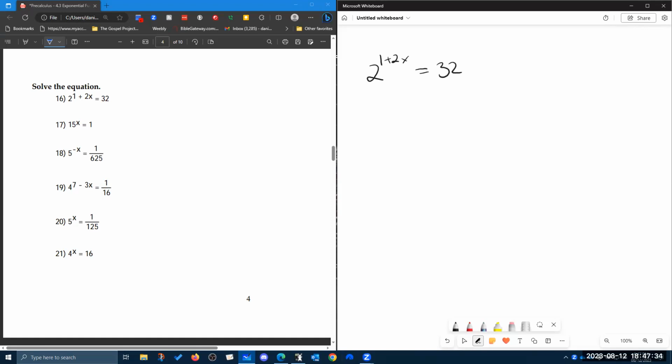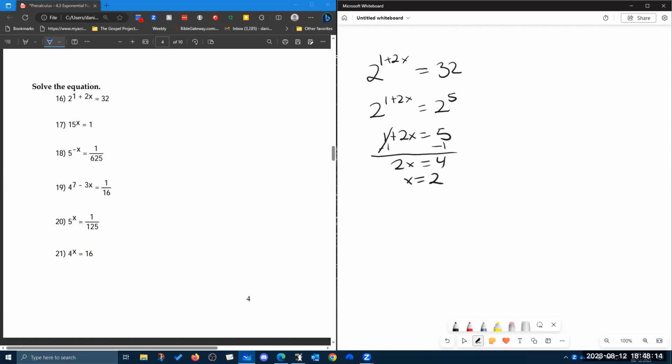If I can write 32 with a base of 2, which I can, it's 2 to the 5th power, then the inputs have to be equal. 1 plus 2x equals 5, and then I can solve from there. 2x equals 4, and x equals 2. It's called the one-to-one property. I haven't done anything with inverse functions here yet because we don't know what the inverse of an exponential function is yet. That'll be in the next set of worksheet problems that we do when we talk about logarithms.